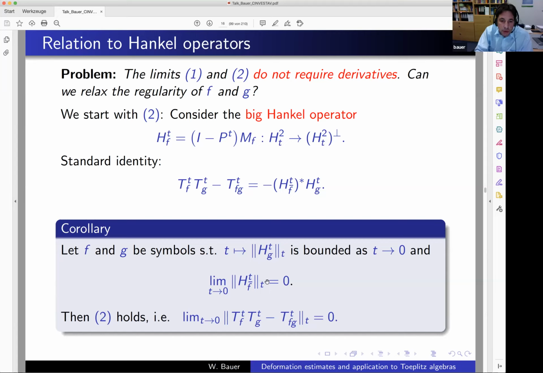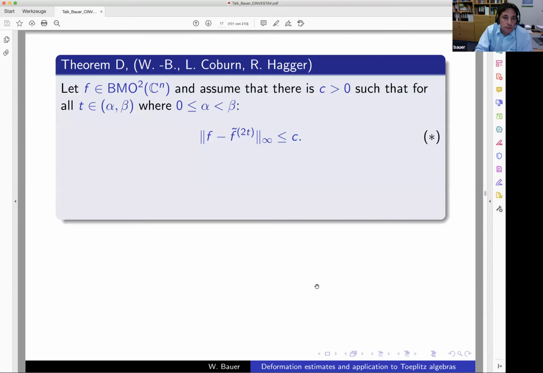So the question is now, when does the Hankel operator corresponding to the t Fock space tend to 0 in norm if t goes to 0? Well, what kind of condition on F do you need? And this is what I want to do next. So here's the first observation.